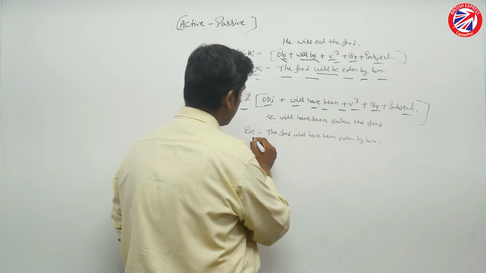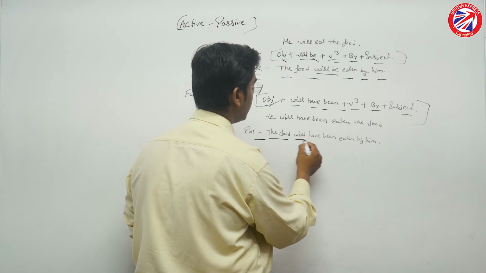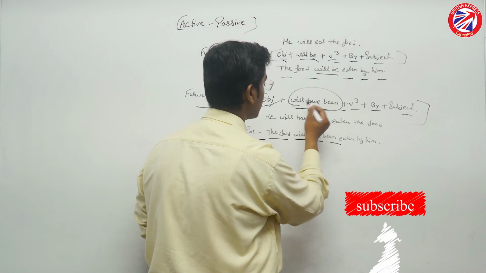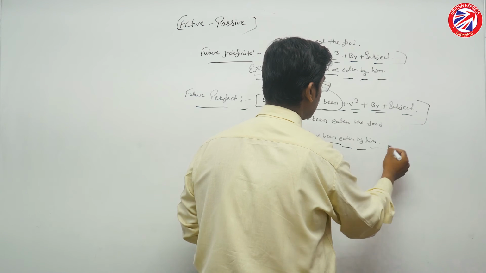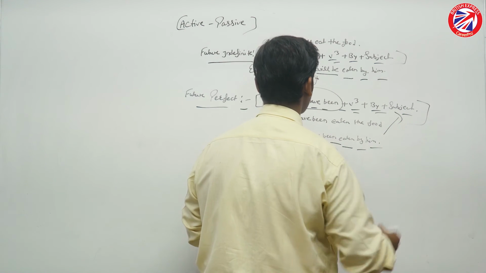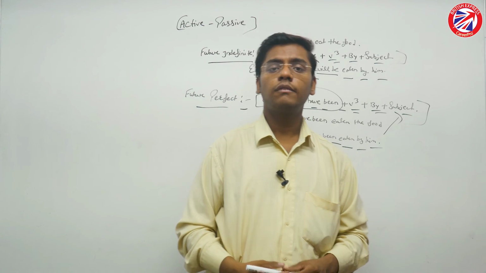So let's see. The food is our object. Then again will have been, it is written over there as you can see. Then after that V3. Then by. Then him, which is the subject. So students, this was all about the future rule of passive voice.